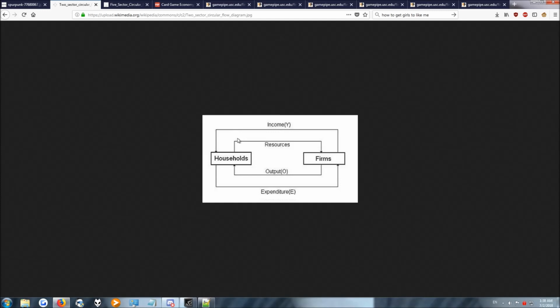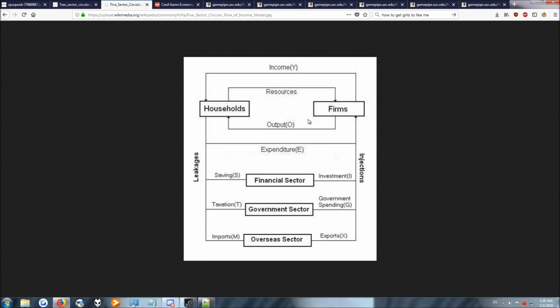So it can get very complicated. For example, you can introduce the financial sector, the government sector, overseas sectors, but in general, the more complicated a model is, it doesn't necessarily mean that it's more useful. So when you're designing an economic model, you want to focus on defining your resources and defining the big picture and just limiting it to that.